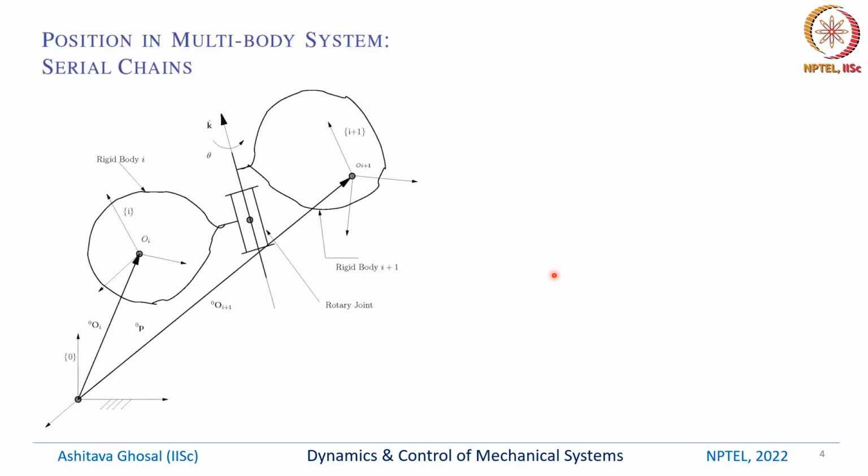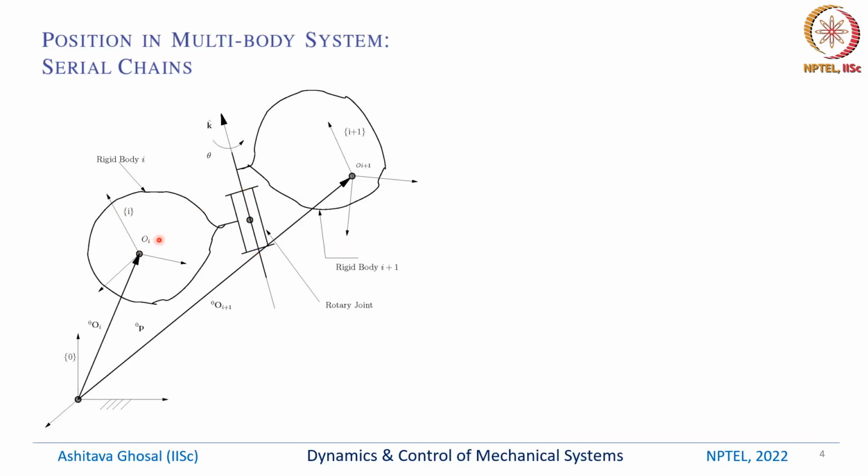Now let us look at the position in multi-body systems, and we will start with serial chains. Remember, in serial chains we have a link, a joint, a link and a joint. One end is fixed and one end is free. So this picture shows two rigid bodies connected by a rotary joint. We will look at other kinds of joints also.